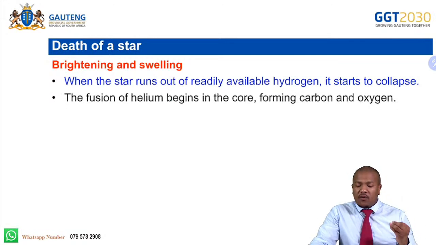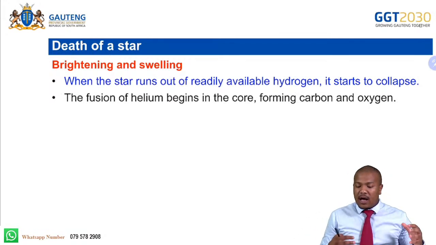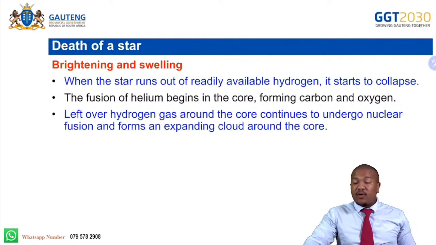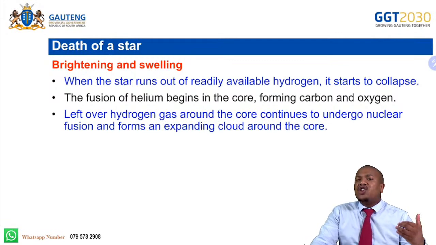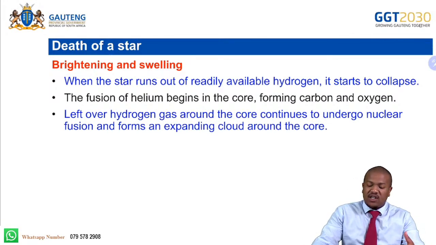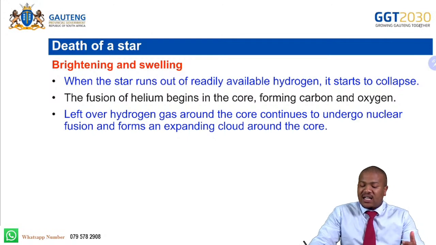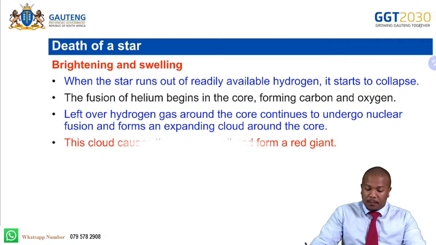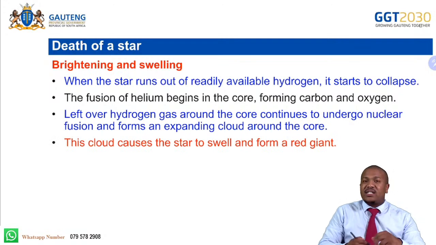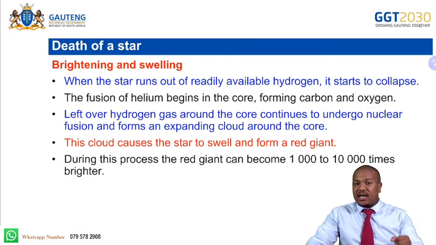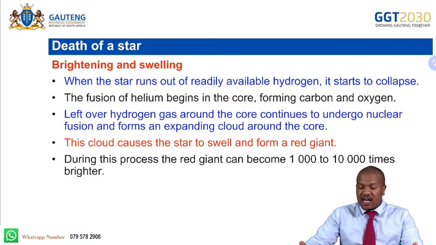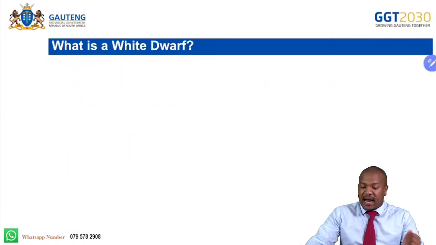So the fusion of helium now begins in the core, forming what? Carbon and oxygen. Then the leftover hydrogen gas around the core continues to undergo nuclear fusion and forms an expanding cloud around the core. This cloud causes the star to swell and form a red giant. During this process, the red giant becomes about 1,000 to 10,000 times brighter.